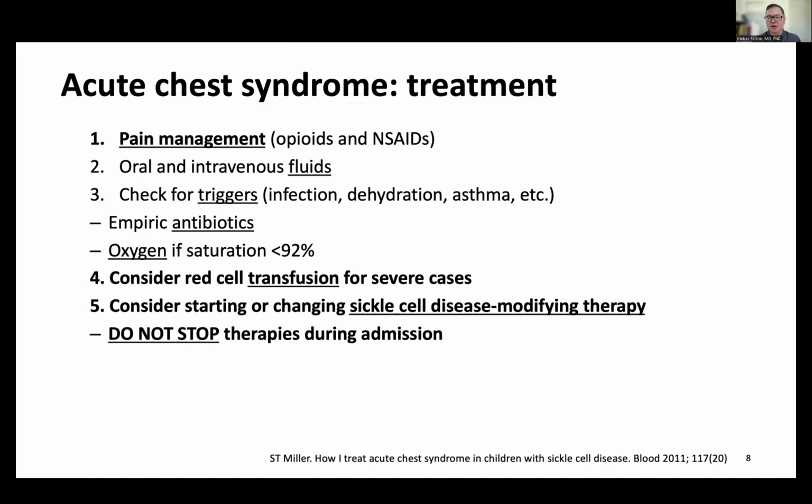Finally, if a patient has lots of pain crises or acute chest syndrome, we should consider starting a sickle cell disease modifying medication or changing the therapy if the patient is already taking something. And if the patient is already taking, for example, hydroxyurea, they should never stop the therapy during the admission unless they're unable to take it for other reasons.